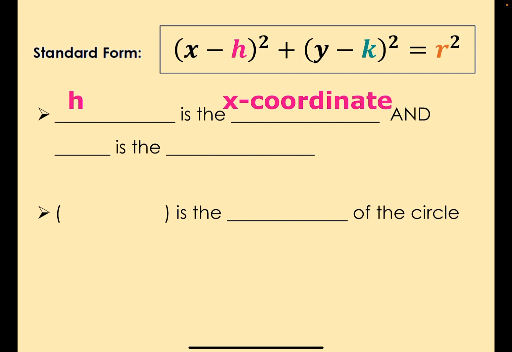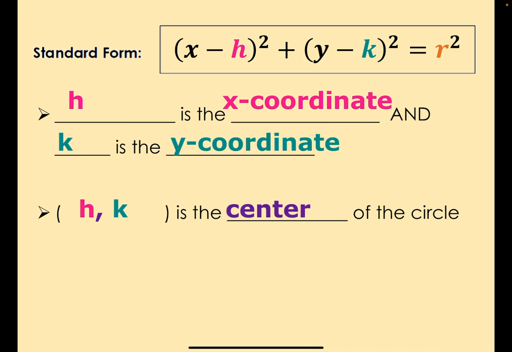H is the x coordinate, and the y coordinate is k. (h, k) is the center of the circle, so that's a center point. And then r right here, of course, is going to be the length of the radius. All right, so it looks hard, looks complicated, but I promise you it's easy. And in fact, each of these sections in our notes today is going to keep building and keep getting harder.